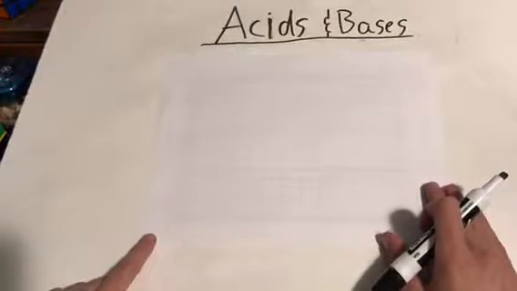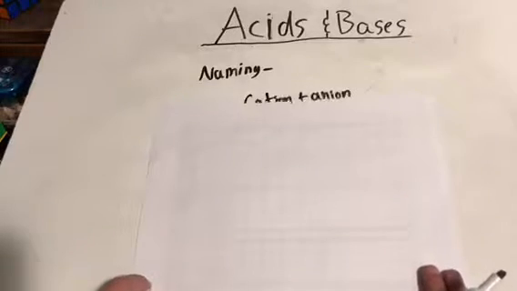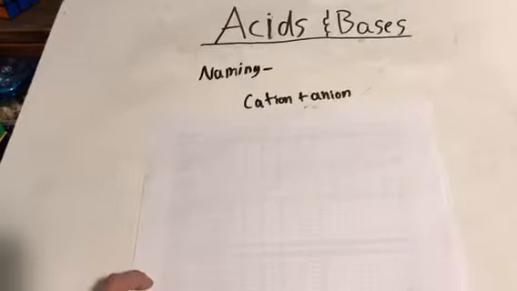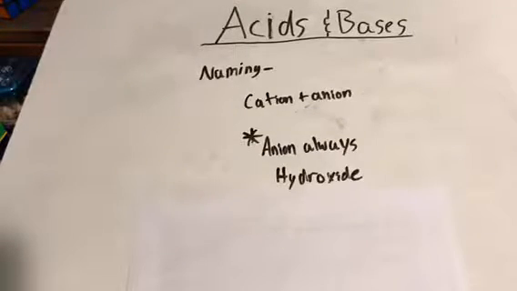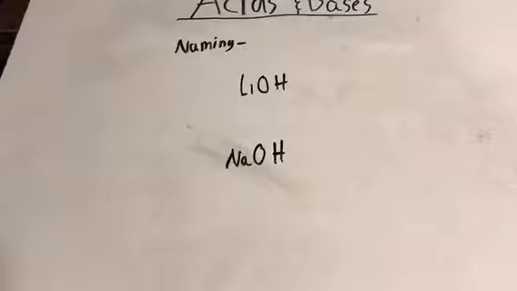So how do you name bases? Well, all you do is you write the name of the cation and the anion together. And the anion is always hydroxide. So it's basically the name of the first element and hydroxide put together.